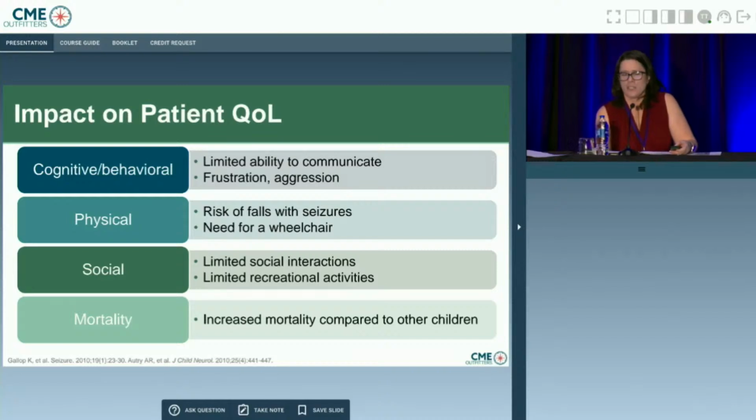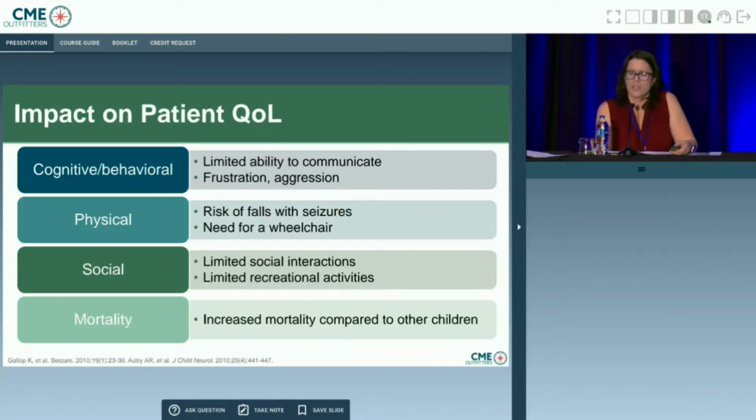I'm just going to touch in these last few slides on the impact for the patient quality of life. They have all of these seizures, and so it's so hard for them to learn when you're seizing all the time, and it leads to limited ability to communicate and frustration and aggression. There's a lot of risks of falls and injuries, and you turn your back for 1 second, and they have yet another skull fracture, and you can't watch them perfectly always.